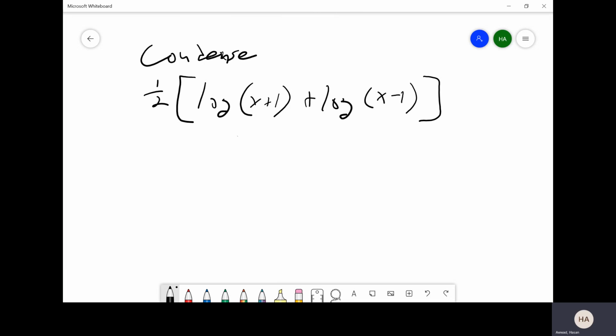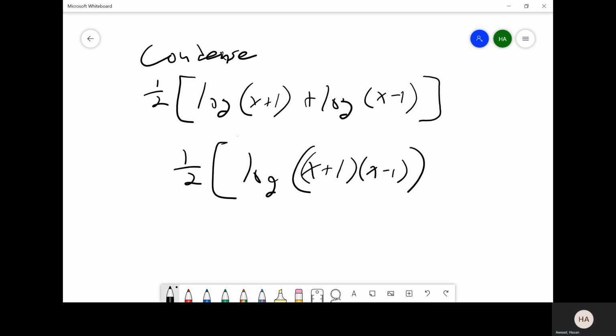So, okay, let's try to condense this. We have 1 log plus another log. This is essentially the product rule, but in the reverse order. So we're going to be taking the addition of the two logs, making it one log, and multiplying the values inside the logarithms together. So we're going to bring down this 1/2, and this is effectively one log now, where we keep the base the same. It's still base 10, so I'm omitting it. And now it's x plus 1 times x minus 1.